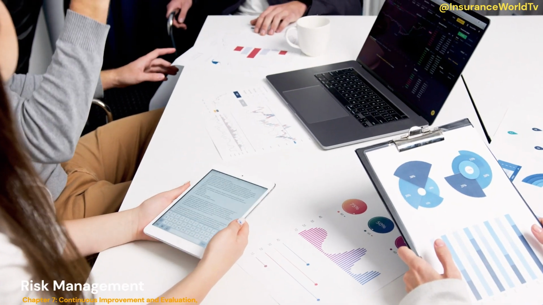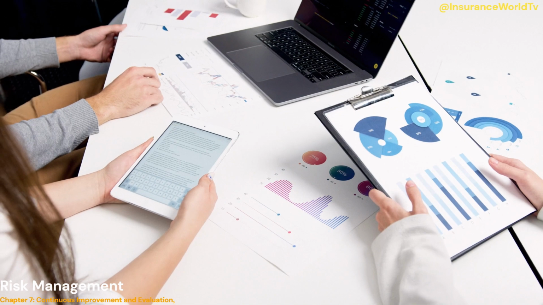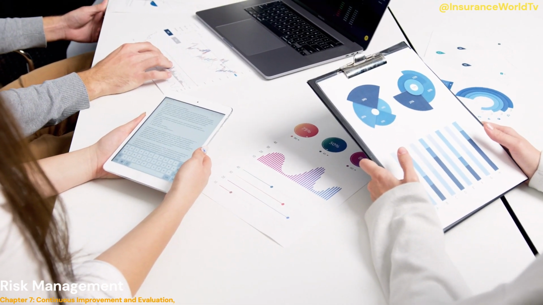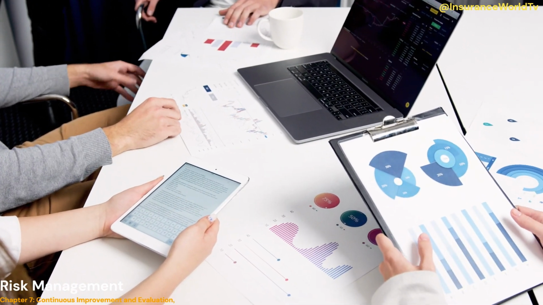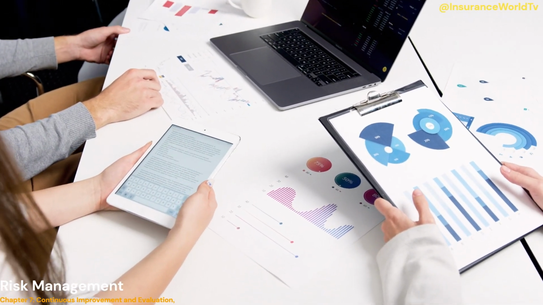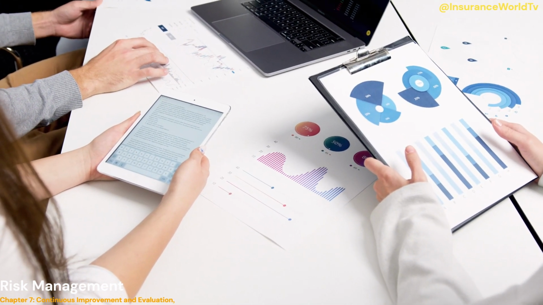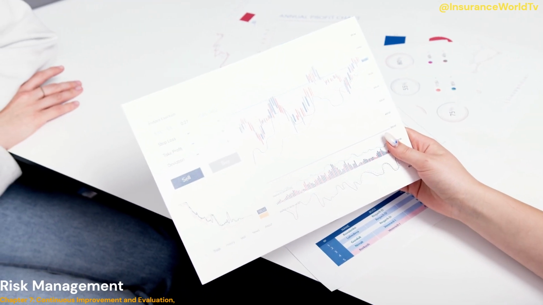Risk Management Chapter 7. Continuous Improvement and Evaluation. In this chapter, we will explore the following. Continuous improvement and evaluation. Importance of reviewing and evaluating risk management strategies. Incorporating feedback and adapting to changing risk landscapes.